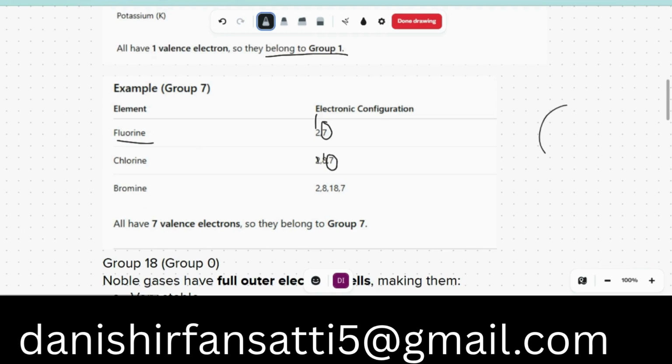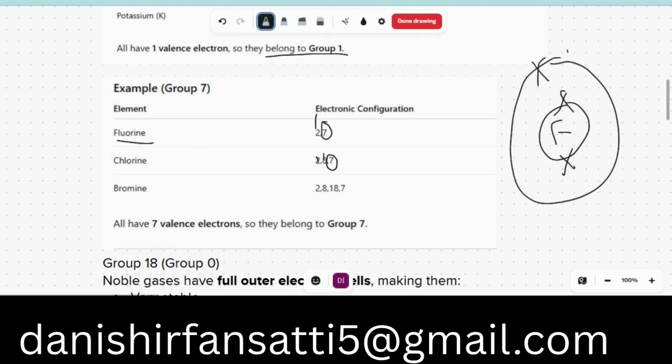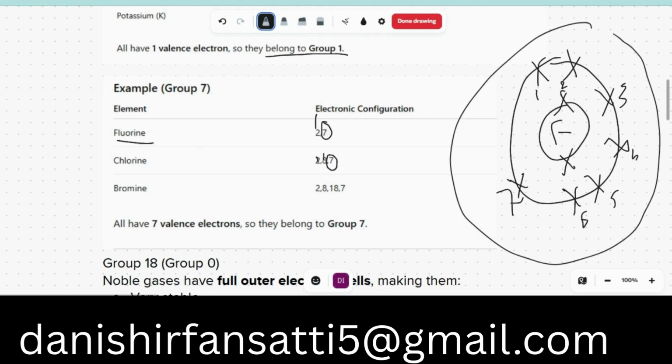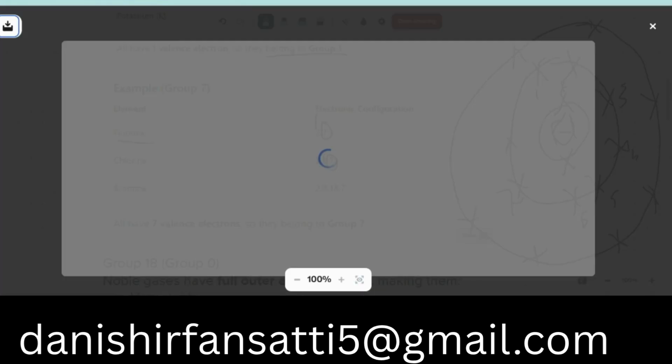For example, fluorine has 9 electrons: 1, 2, 3, 4, 5, 6, 7, 8, 9. So in the outermost shell, it has 7 electrons. For chlorine, I will change this fluorine to chlorine. Chlorine will also have 7 electrons in its outermost shell.